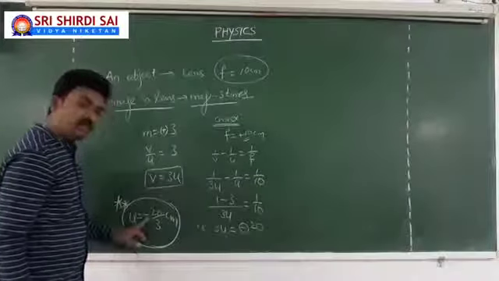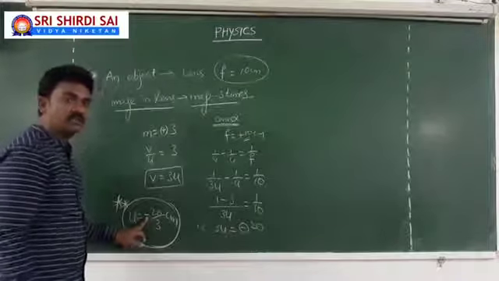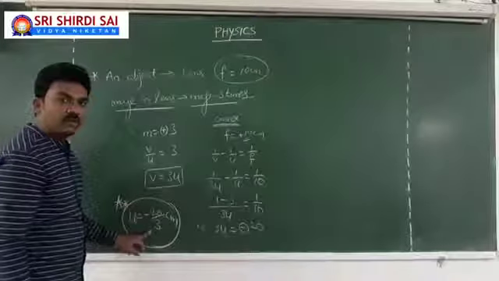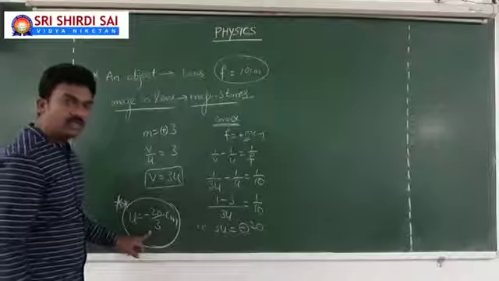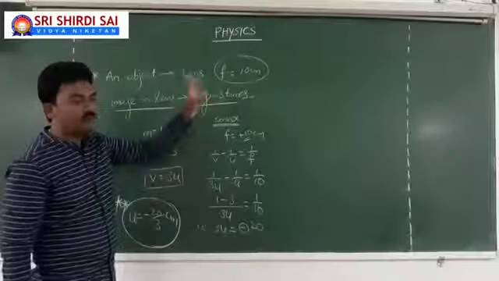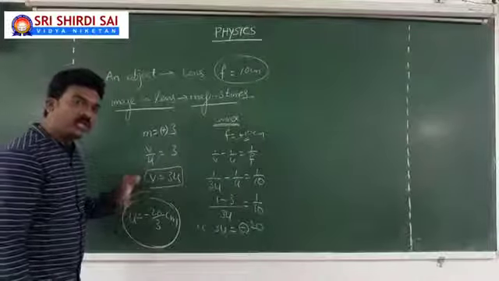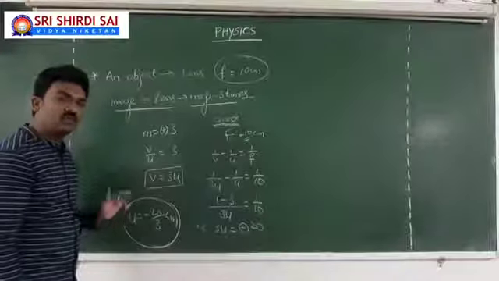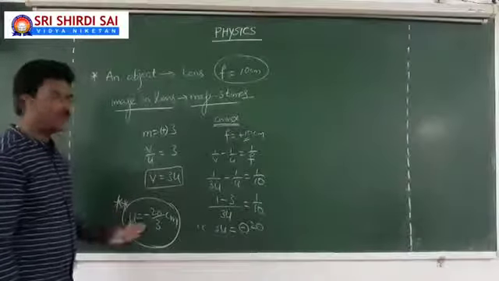Why have you got a minus here? Because the object is in front of the lens, and a real object distance you will get taken as negative. 20 by 3, which is nearly 6.66 and so on, is less than the focal length. Because in the case of a convex lens, if an object is placed within the principal focus, we get a virtual, erect, magnified image. So that's what we have got.